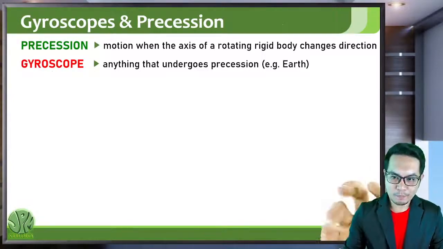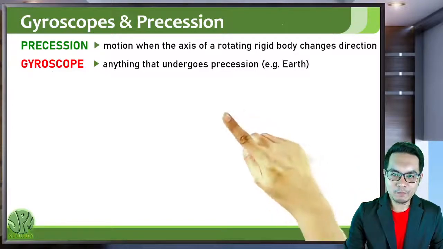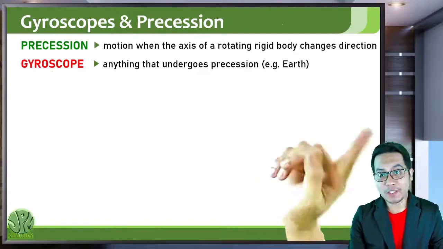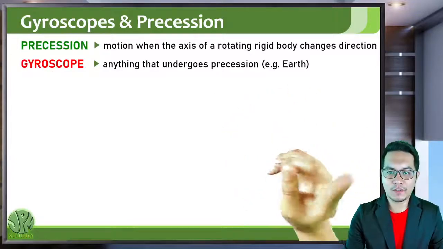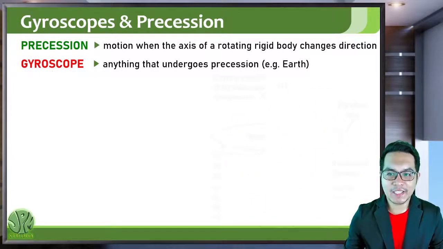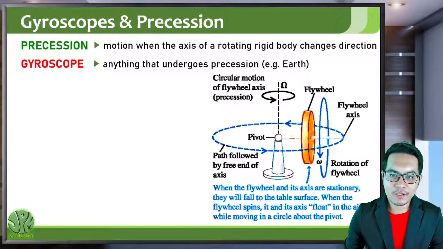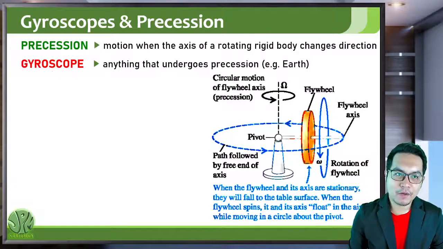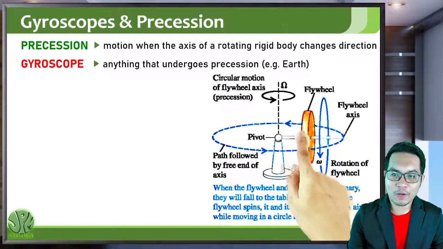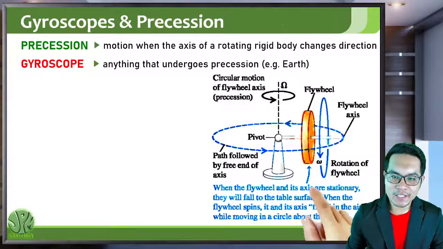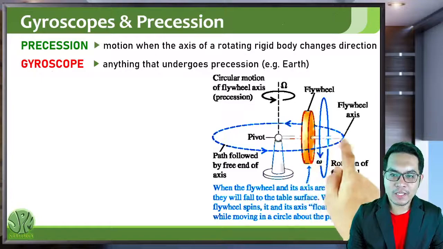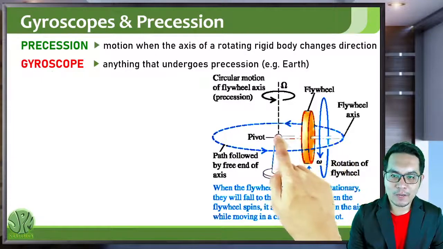It's spinning around its axis, and its axis is actually changing. Over thousands of years, the axis of the Earth is precessing. This is a classic example of a demonstration of a gyroscope or precession. You have a flywheel here, and there's an axis connected to a pivot point.